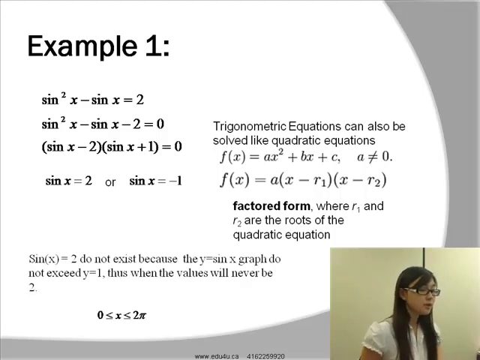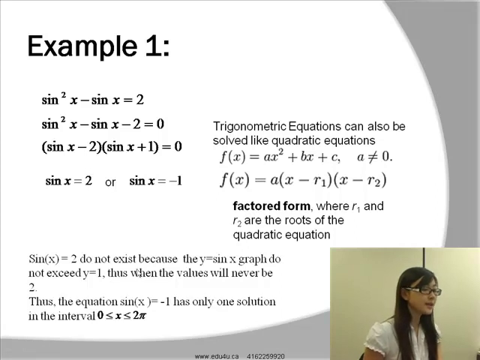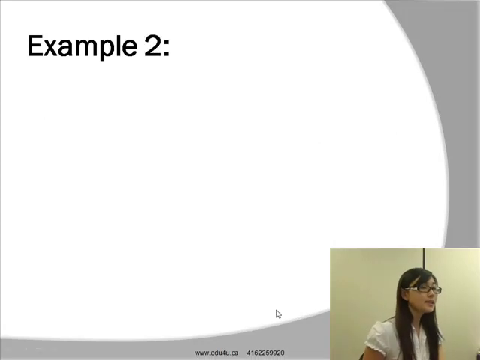Based on our previous experiences, we know that sine x cannot be equal to 2, because when you refer back to the graph of sine, the greatest amplitude it has is y equals 1. Everything in the range has to be between 1 and negative 1. Therefore, the value can never be 2. Thus, the equation sine x equals negative 1 is the only solution in the interval where x is greater than or equal to 0 but less than or equal to 2 pi.